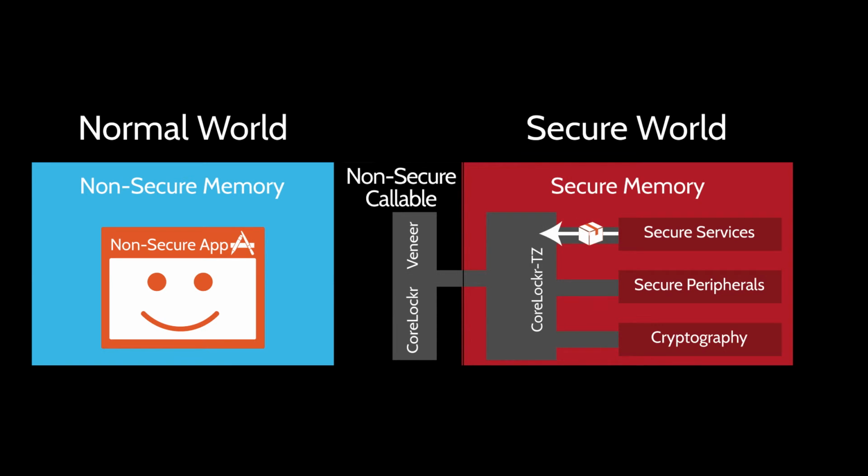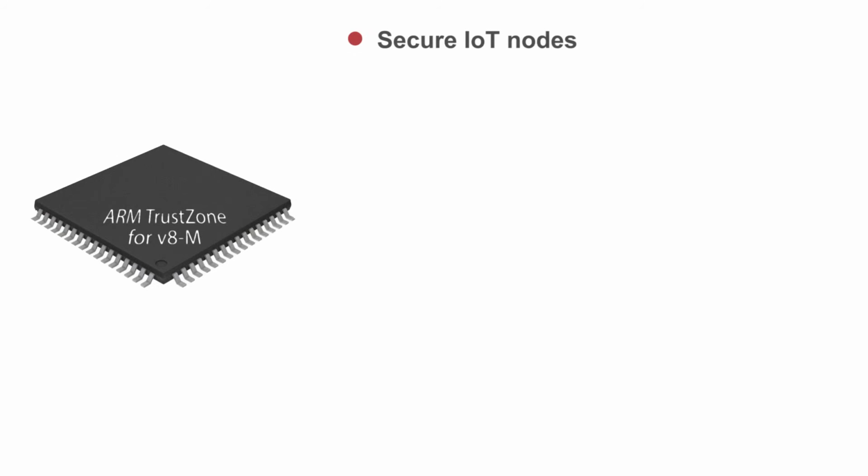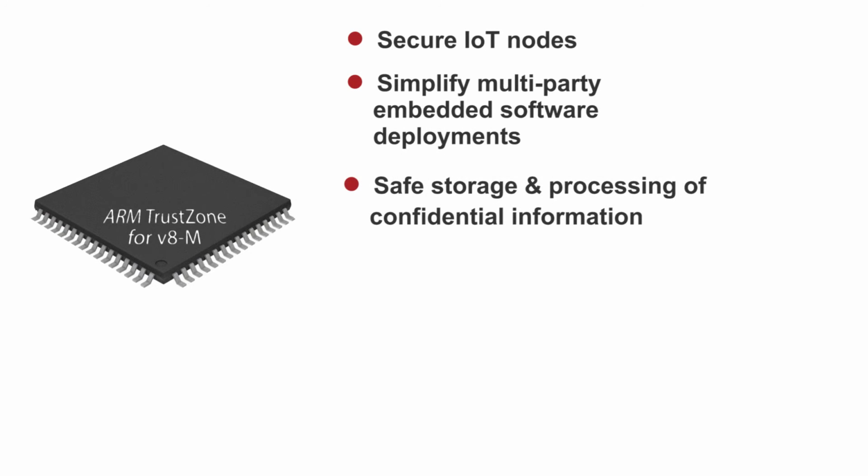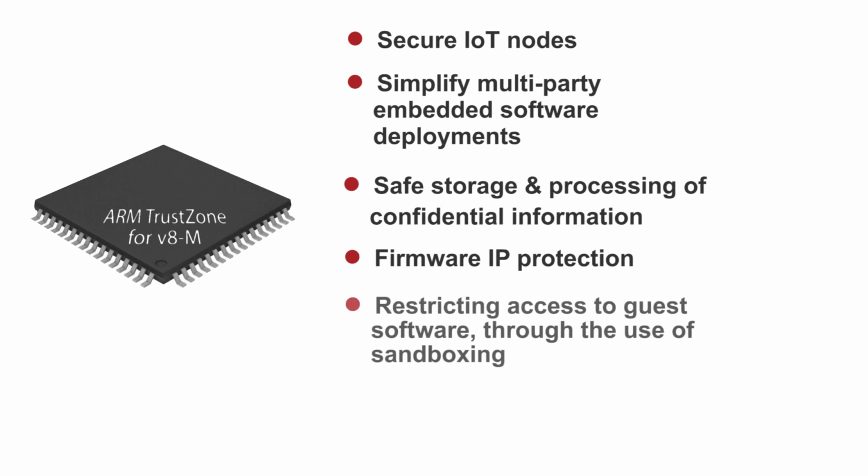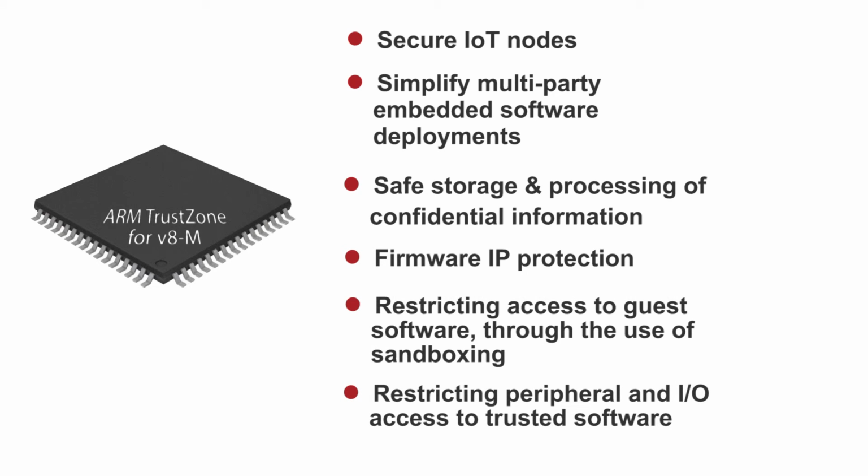In effect, CoreLockrTZ acts as a distributor for all secure functions that are held in secure memory. TrustZone for ARM v8m brings foundational security to small, low-powered devices and takes us closer to achieving end-to-end security.